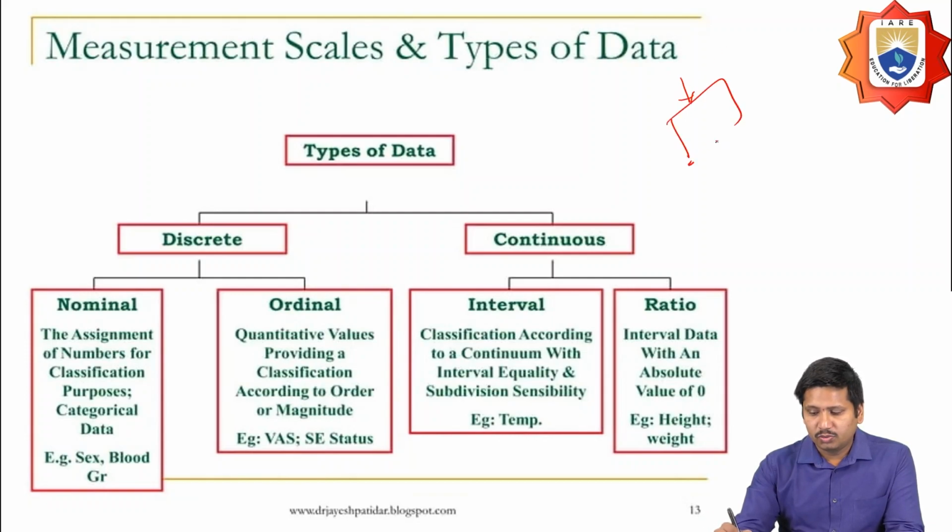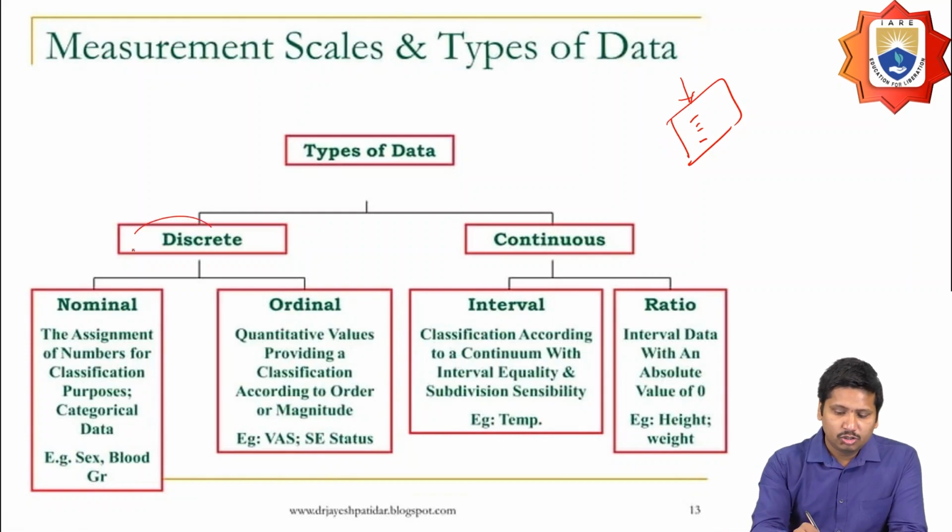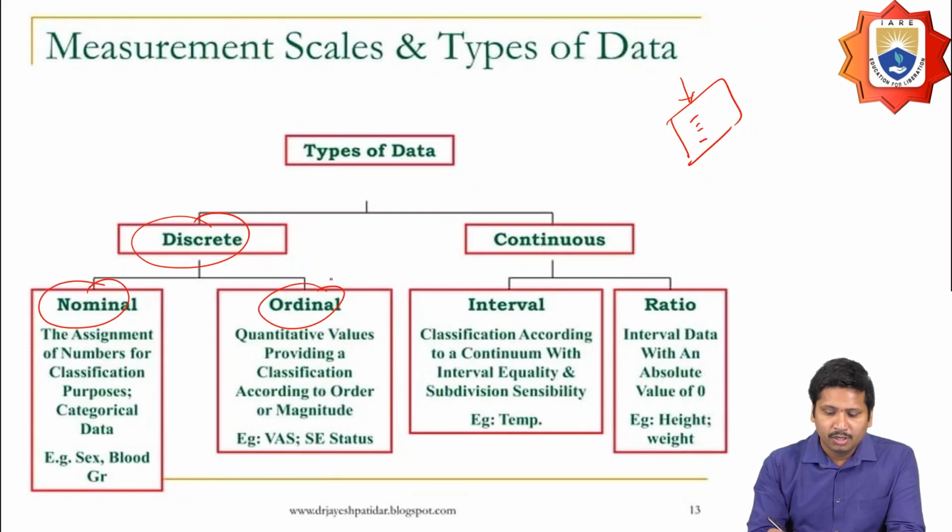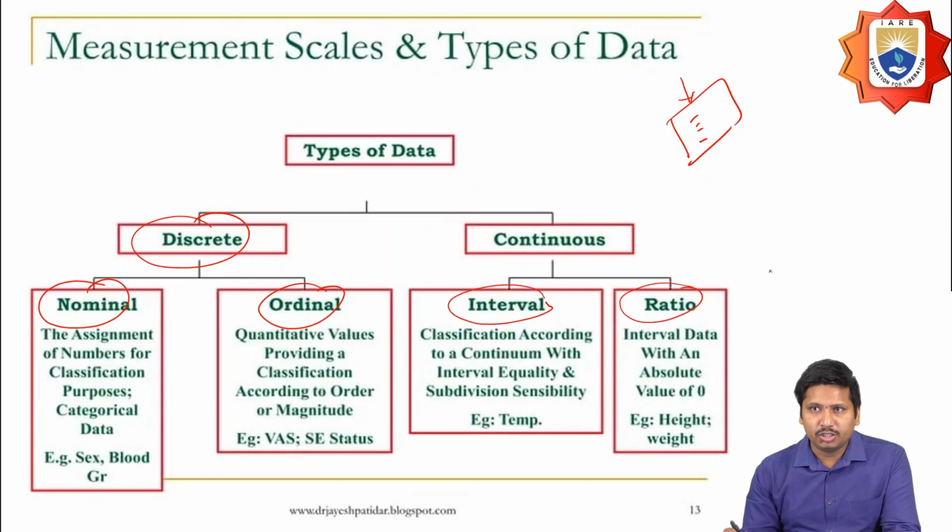So that data is categorized in the form of discrete as well as continuous. Discrete again is of two types, nominal and ordinal. How do we characterize nominal data and ordinal data? And continuous is categorized in the form of interval and ratio scale.